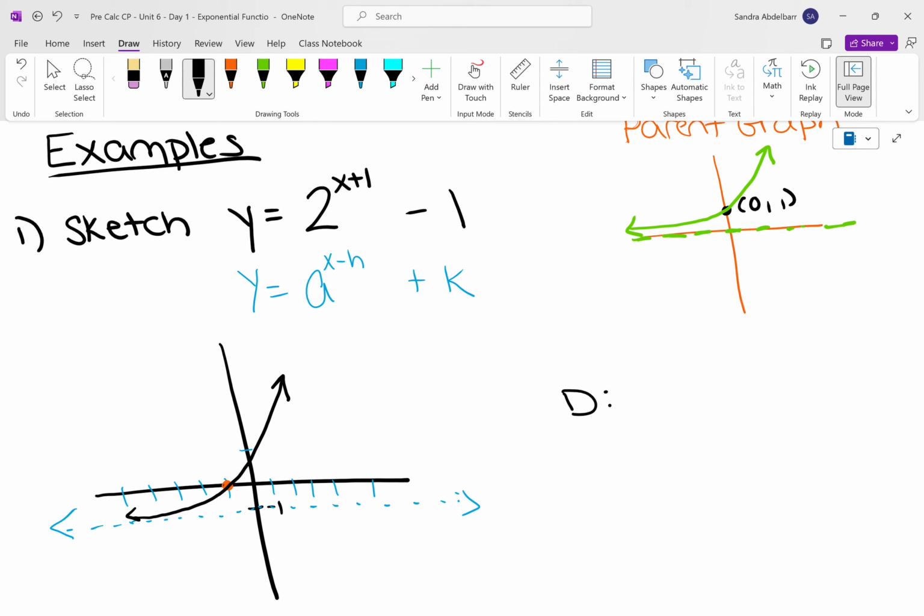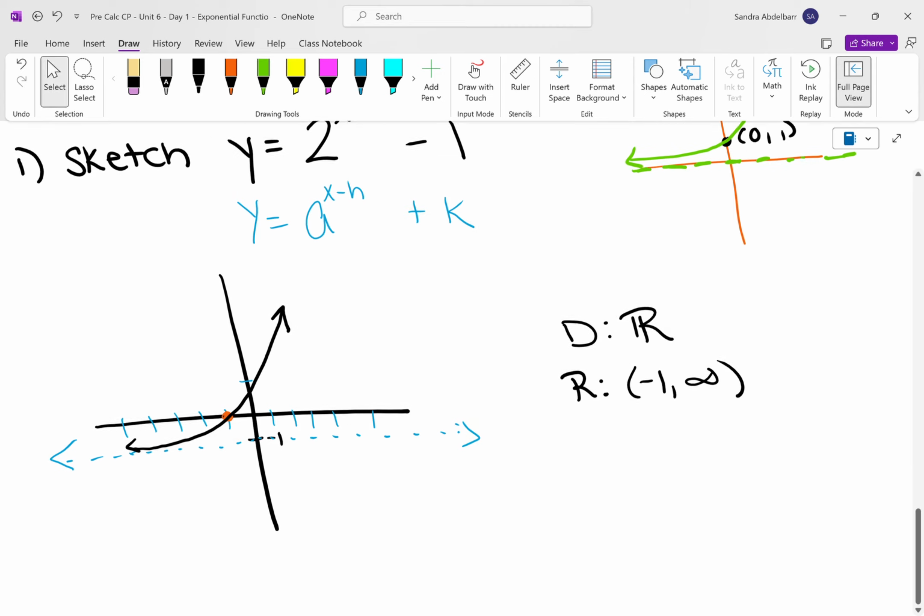All right, some questions for you. What is the domain here? All real numbers. What is the range? Nico? -1 to infinity. Good. -1 not included, all the way to infinity, obviously not included. Perfect.